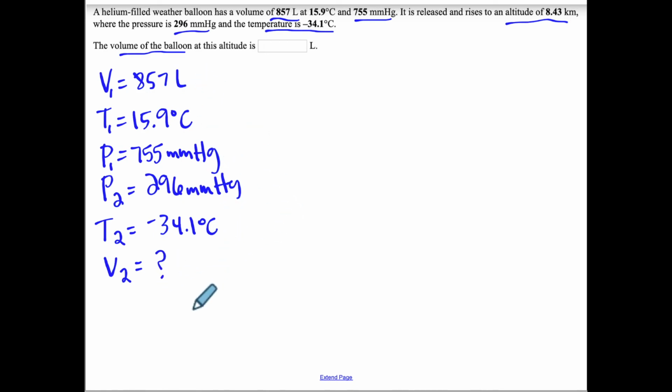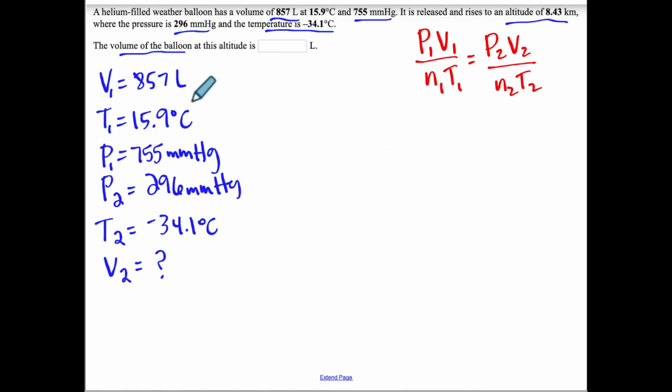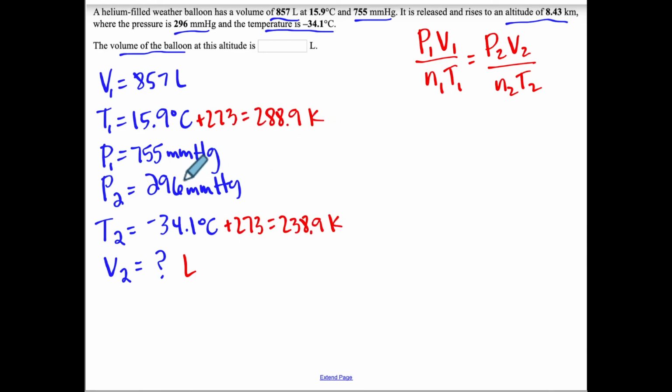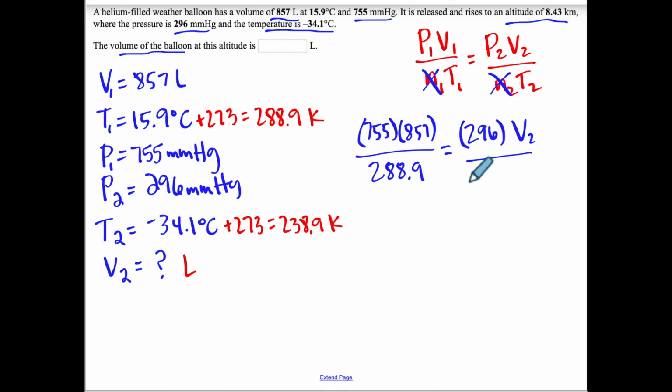Okay, so we have all of our variables listed. We know we're going to use the combined gas law. All right, and now we have to look and make sure that our units are good. Liters are a good unit for volume, so our volume 2 is going to come out in liters. Celsius for temperature is not good for putting into any gas law, so we have to convert to Kelvin. And millimeters of mercury is an okay pressure unit, as long as the other one is the same, and they both are the same. So now we're ready to plug things into our formula. And then we do the math, solve for V2, and we get 1,808 liters.